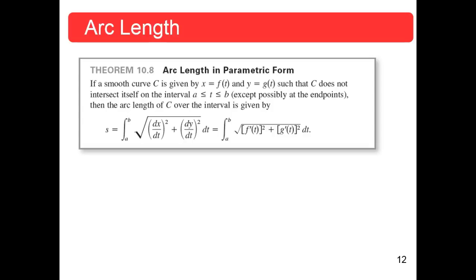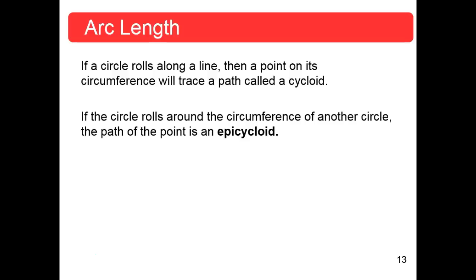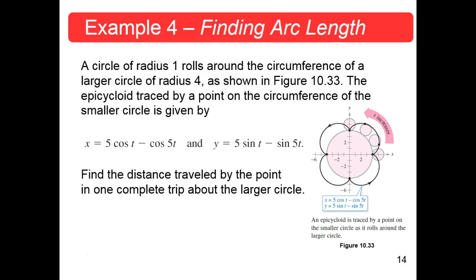Now in the preceding section you saw, let's see, yeah. If a circle rolls along a line, then a point on its circumference will trace a path called a cycloid. We did that last time. If the circle rolls around the circumference of another circle, then the path of the endpoint is called an epicycloid. It seems like they're skipping something here. No, yeah, this is leading to example 4. Okay, so here's example 4 then.